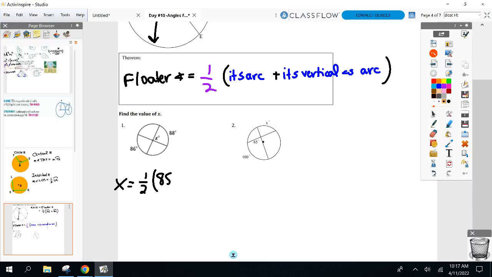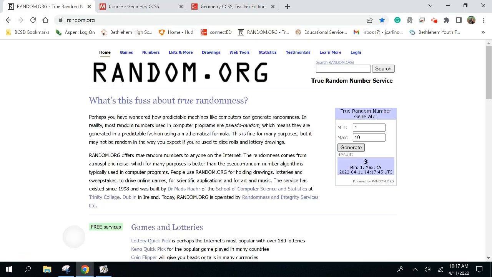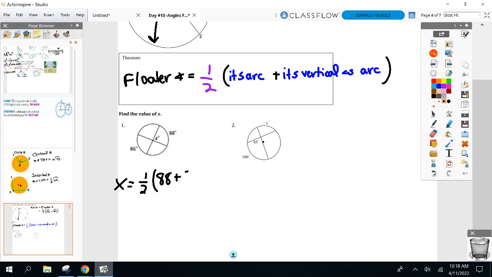88. Plus, look at its vertical angle. What arc belongs to its vertical angle? 86. Everyone all right with those?